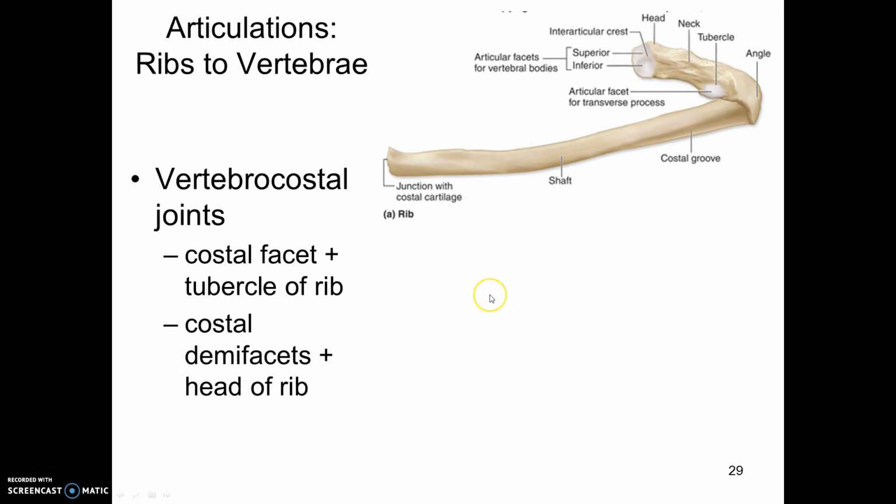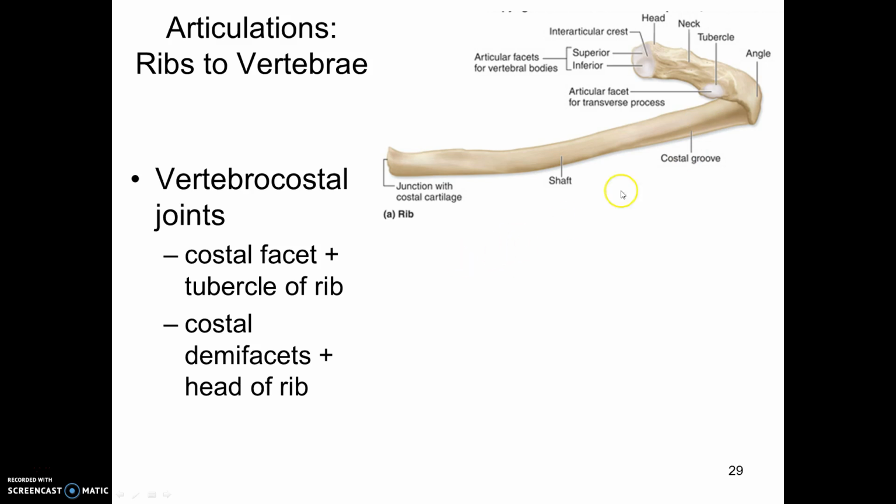The ribs are attached to, as we already saw, the sternum. So here's the end of the rib that articulates with the costal cartilage, forming that costochondral joint. But we're going to take a look back here at the posterior end of the rib where the head of the rib is. So here's the head of the rib. The constricted region lateral to the head is the neck, and then we have a tubercle of the rib. All right, so both the head and the tubercle have articular facets that allow it to articulate with vertebrae.